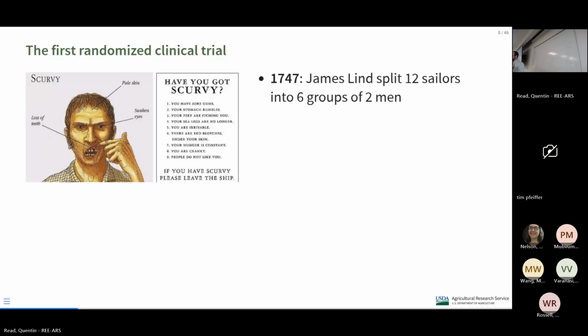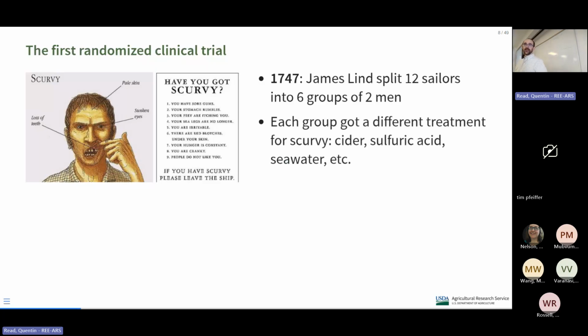And it was obviously of great military and economic interest to figure out how to cure scurvy. And so this was sort of the first known attempt to randomly assign individual sailors to different treatments. So they had, it wasn't a highly replicated trial. They had 12 individuals and 6 treatments. So 2 people each got a treatment.